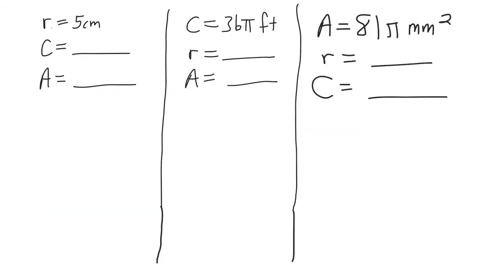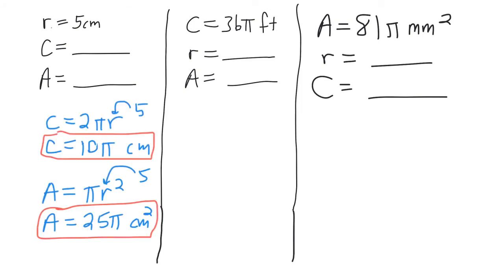All right, so here are 3 examples. In the first, given the radius, r, what is the circumference and the area? Given the circumference, what is the radius and the area? And given the area, what is the radius and the circumference? And we're just going to use algebra and the previous 2 equations.